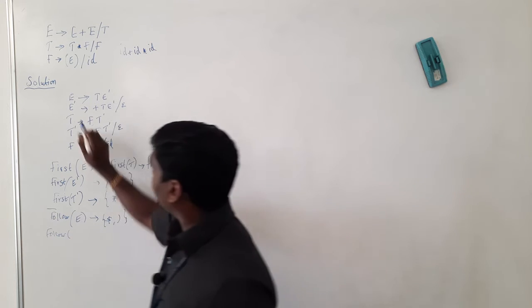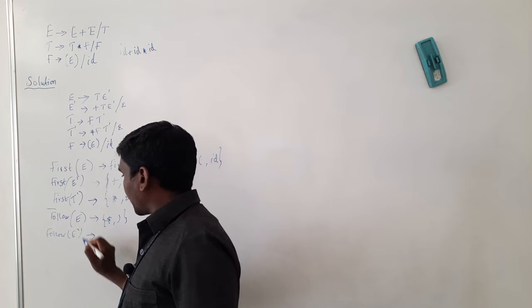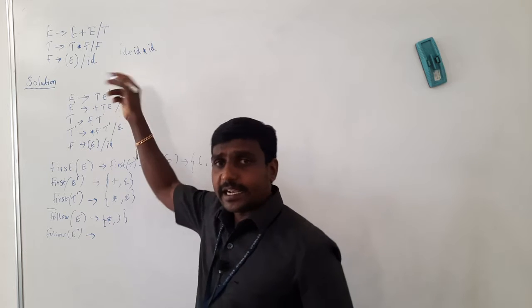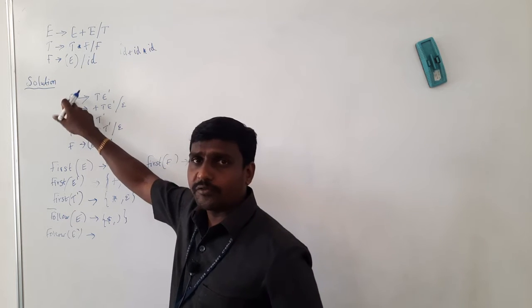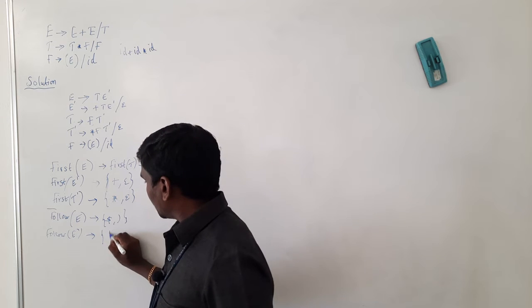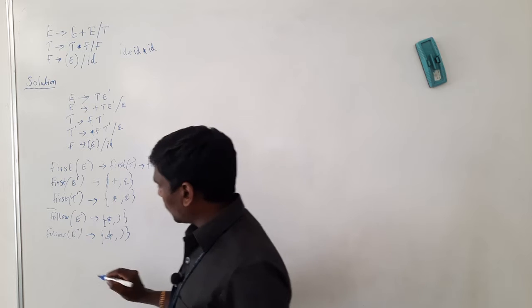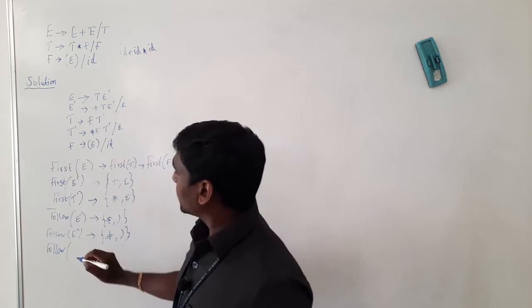Follow of E is over. Now E dash. What is follow of E dash? I have to find the right side. E dash is here, and nothing is followed by E dash, so we have to write the follow of E. So follow of E is dollar comma close brace. Now follow of E dash is over.